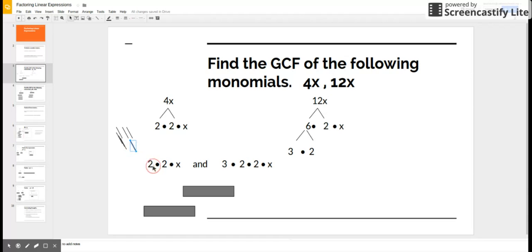One common factor is a 2. I have a 2 here, and I have a 2 here. Another common factor is a 2 here and a 2 here. Notice I pulled out two 2's, which is why two 2's are down here. I'm also going to pull out an x. Here's an x, here's an x. Now it's 2 times 2 times x. Once I multiply this, this becomes my GCF. 2 times 2 is 4, times x is 4x. So the greatest common factor that goes into both of these is 4x.